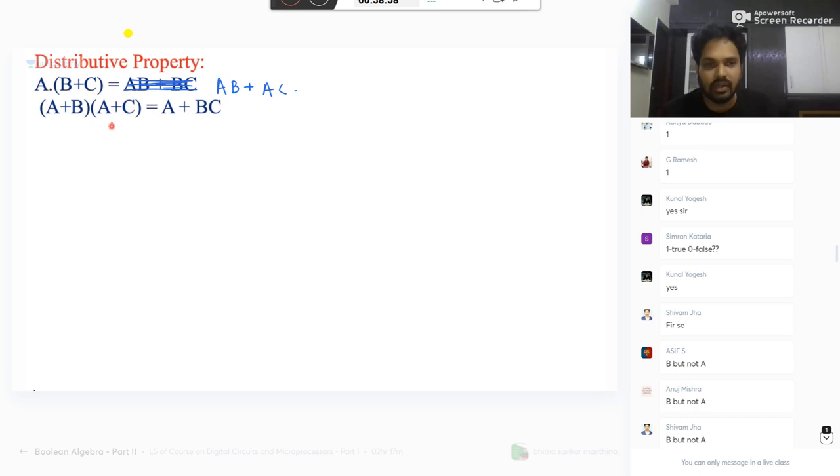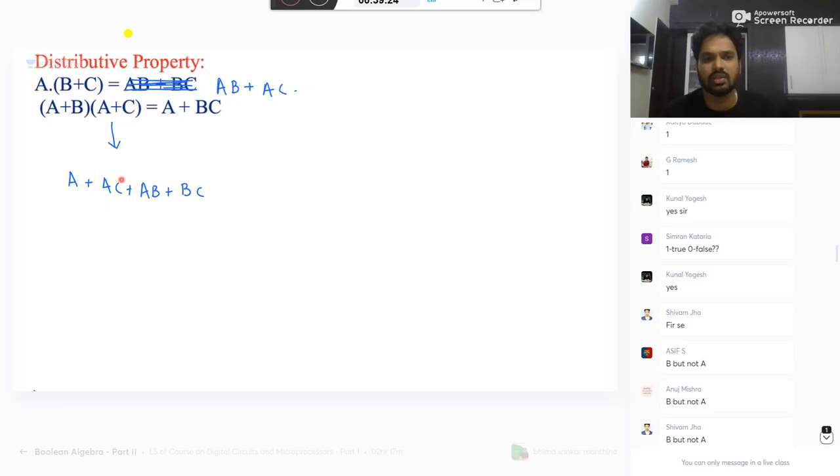This is important for problem solving. This is very important: A plus B into A plus C equals A plus BC. Okay, let me prove it. It is not valid every time. This is valid only for Boolean. So everybody see here, A into A is A, A into C is AC, B into A is AB, and B into C is BC.